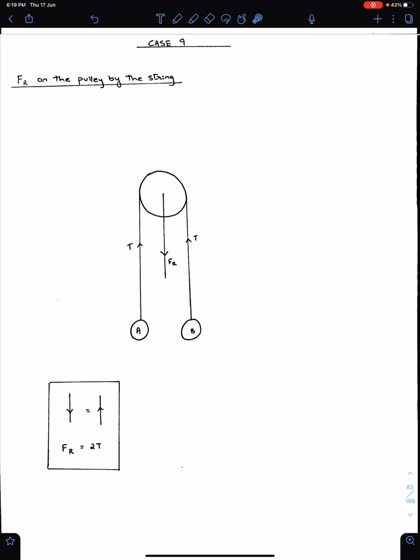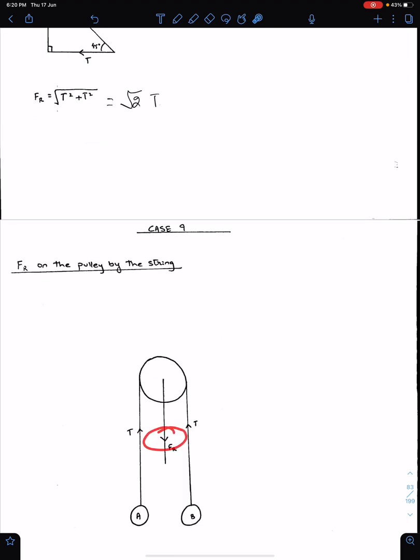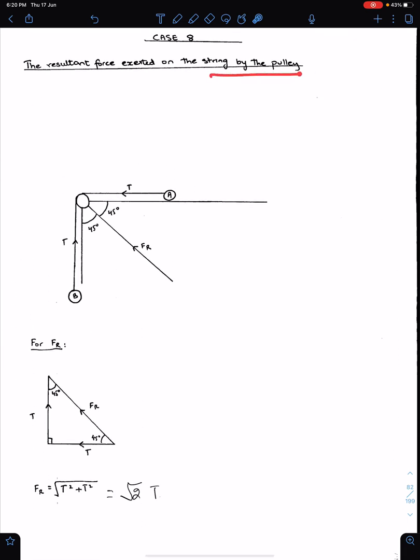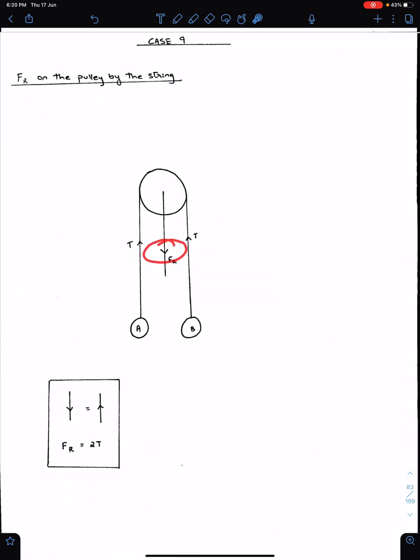Case 9. The resultant force exerted on the pulley by the string. By the string means the direction of the resultant force is away from the pulley. So when it says by the string, direction must be away from the pulley, like this. When it says by the pulley, then direction must be towards the pulley. This resultant force is sum of these two tensions. Fr is 2T.